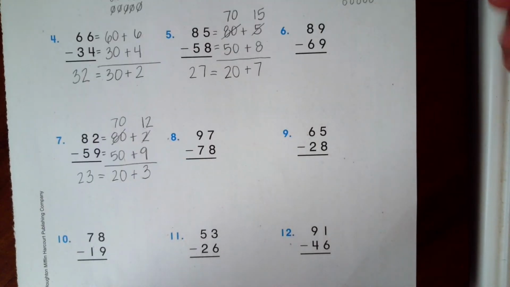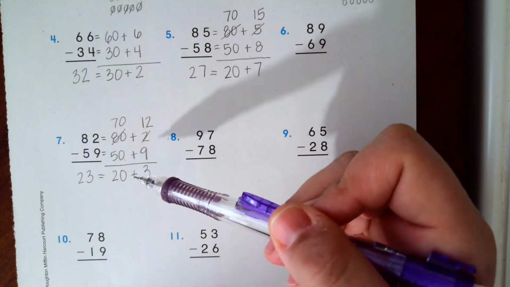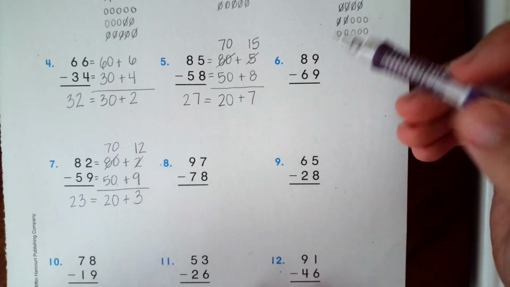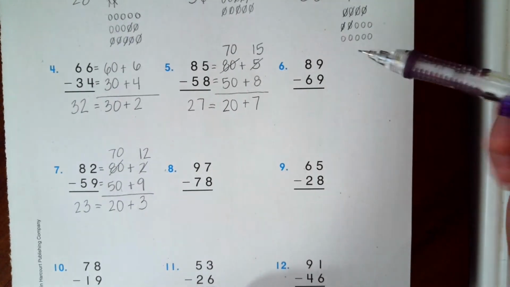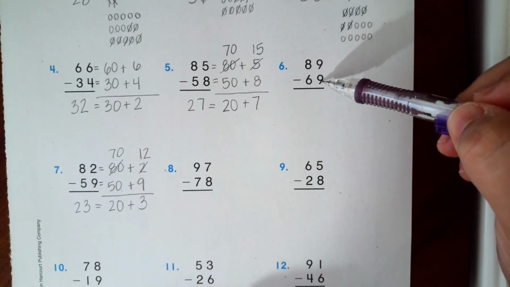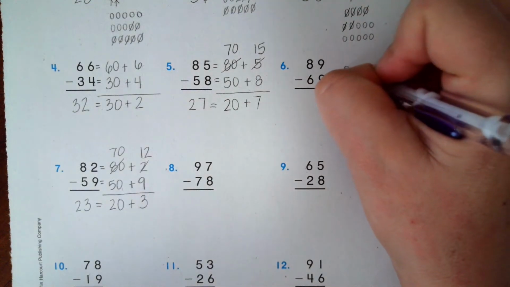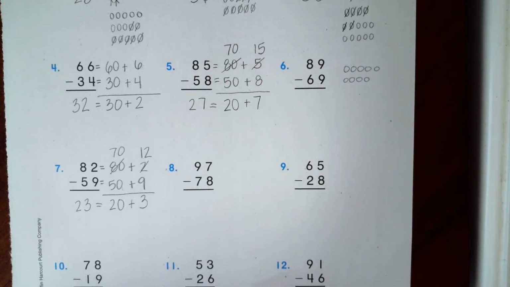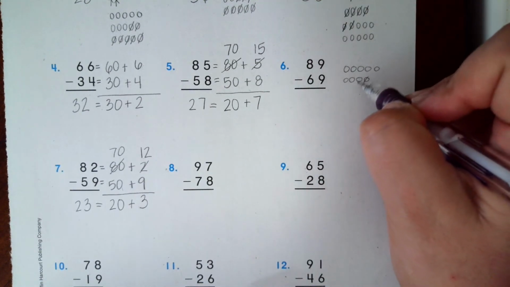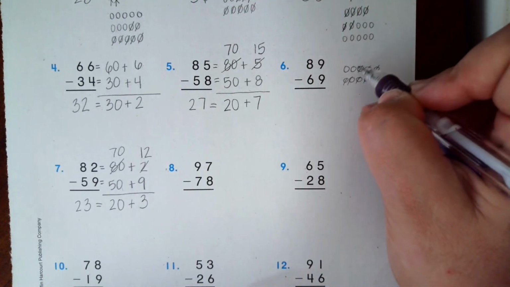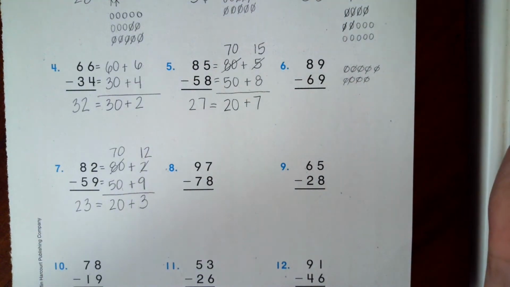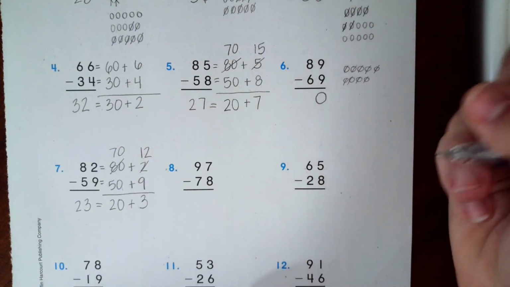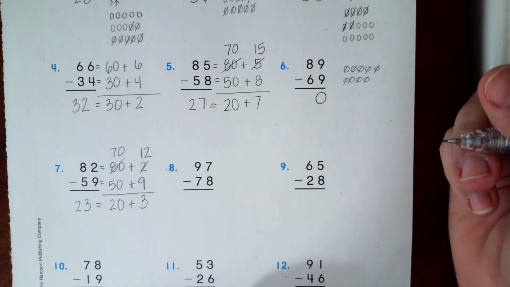So we don't have to do a drawing. We don't have to expand the numbers. We just get to subtract and ungroup. So first things first, let's do number 6. Let's ask ourselves, can I subtract 9 from 9? If I have 9, can I cross out 9? 1, 2, 3, 4, 5, 6, 7, 8, 9. I can do it. So 9 take away 9 is 0.